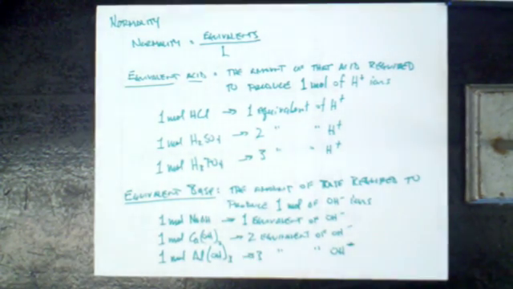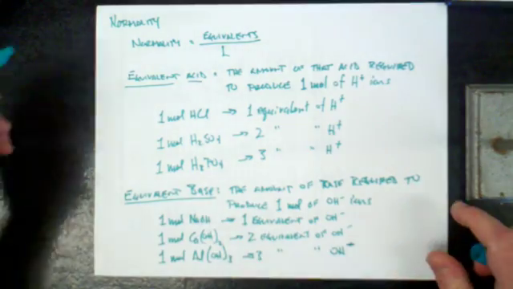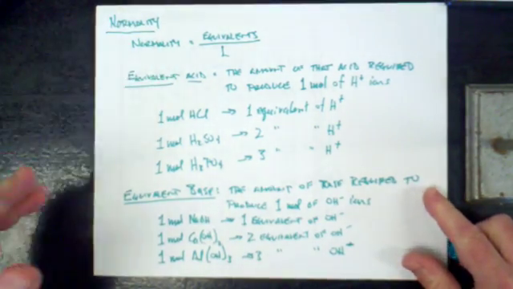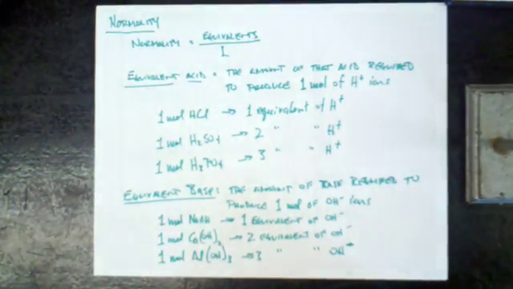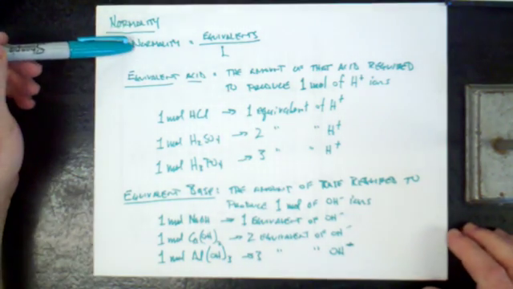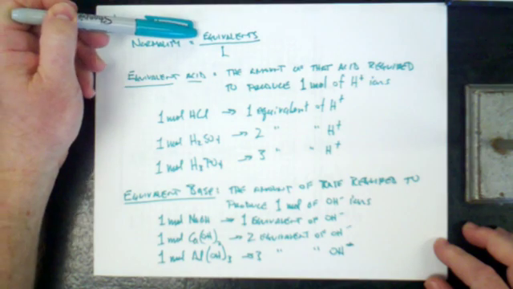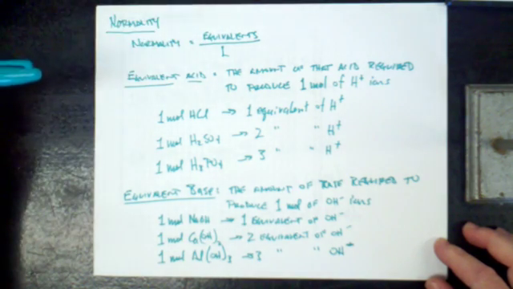Hi, we want to talk about normality. Normality is a useful term in dealing with acids and bases because it takes into account the number of hydrogens and hydroxides that different acids and bases have to contribute to a reaction. Normality equals what we call the number of equivalents per liter of solution.